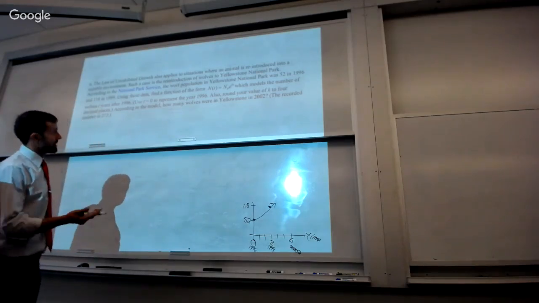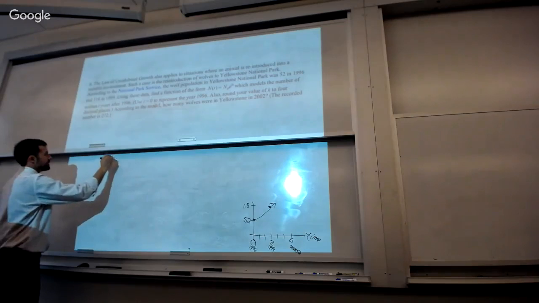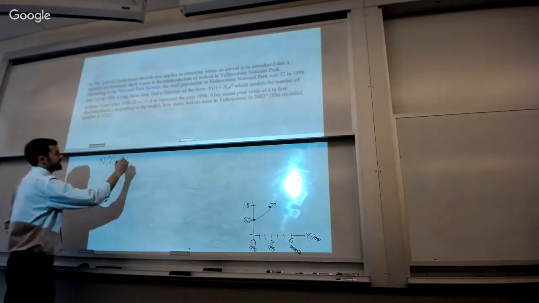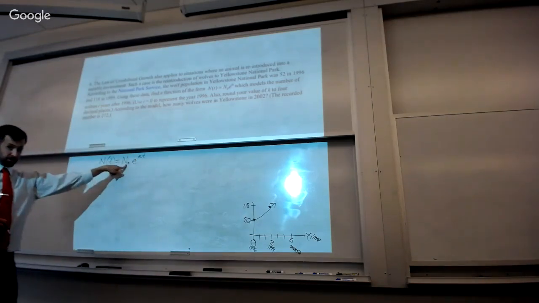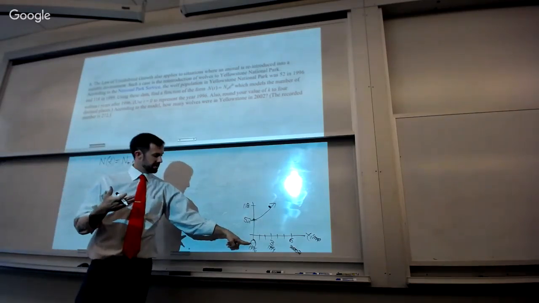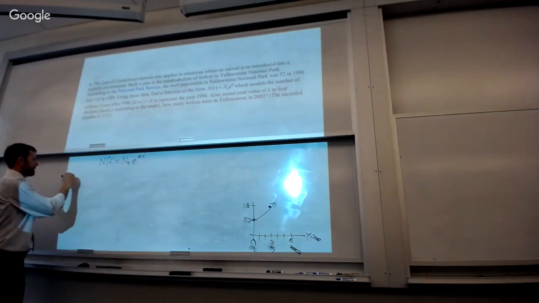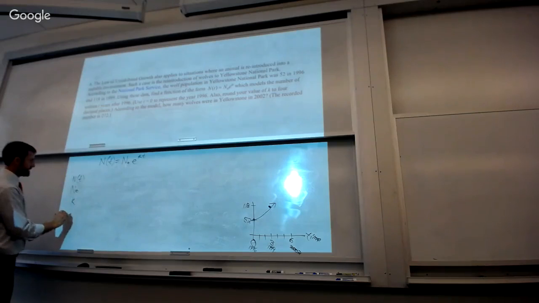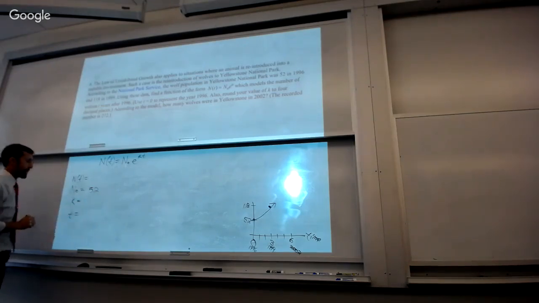Okay, so let's start by writing down our formula. That's always a good plan, is to write down the formula. So the number of wolves, N of t, is given by the initial population of wolves, N naught, times e to the kt. So the initial population of wolves we already know, because they're telling us that time equals 0 is the initial amount, and in 1996 there were 52 wolves. So I now know that my initial population was 52.